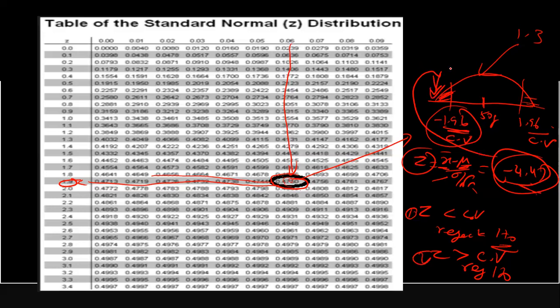Then we are going to conclude that whatever statement was made by the manufacturing manager is not true. It is less than 50 gram. The packaging process fills less than 50 gram, or on average each chocolate bar is not 50 gram, it is less than 50 gram.